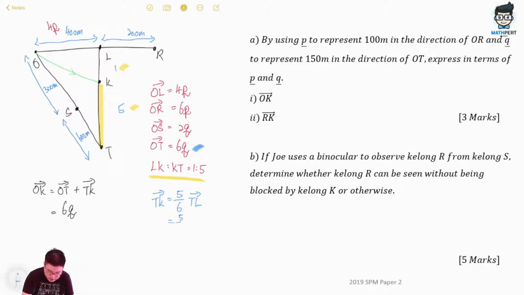So 5 over 6. TL will be TO to OL, TO plus OL. And what is TO? TO is negative OT. So we know that OT is equal to 6Q. So 5 over 6 minus 6Q. OL will be 4P. Right? So OL is over here. This one is OL. So OL is 4P.